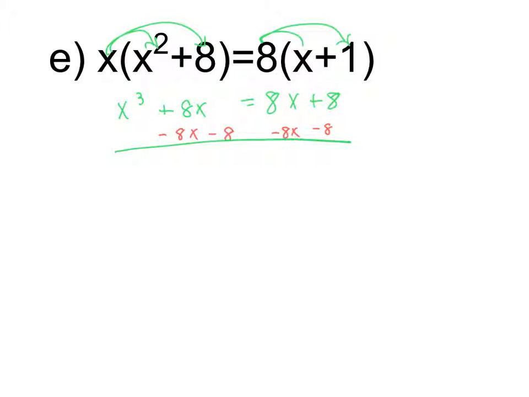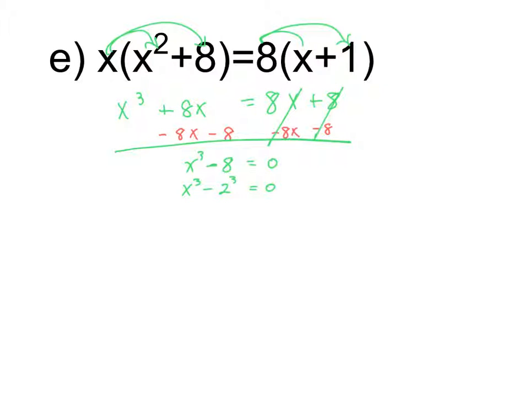I'm mistaken. So in doing so, now we have left over, this is going to zero out, this is going to zero out, and I'm going to have x cubed minus 8 equals 0. And at the beginning of the lesson, we talked about the difference of cubes. Well, this can be rewritten as the difference of cubes.